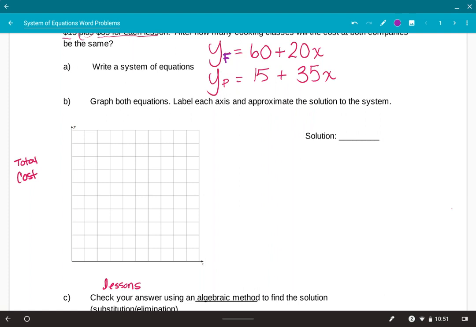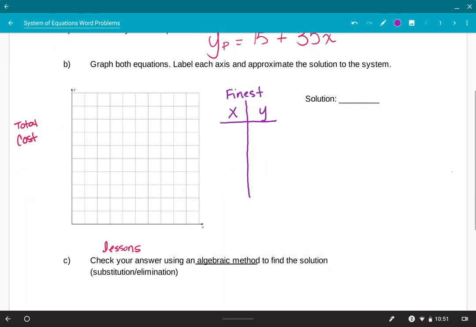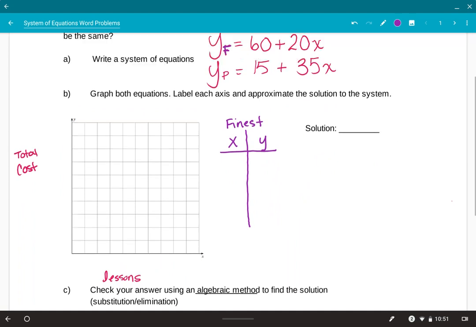We're going to make an X and Y table, and I'm going to do Finest in purple. So I'm going to go my X and a Y, and I'm just going to do a table for just a couple numbers. Once we have a couple numbers, we can get the idea. So this one is for Finest Cooks. What happens if I have not taken any lessons? What if I've taken 2 lessons? And what if I've taken 4 lessons? So just give me an idea so I can draw a very straight line if I can.